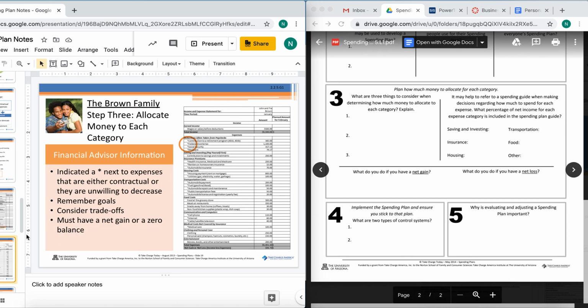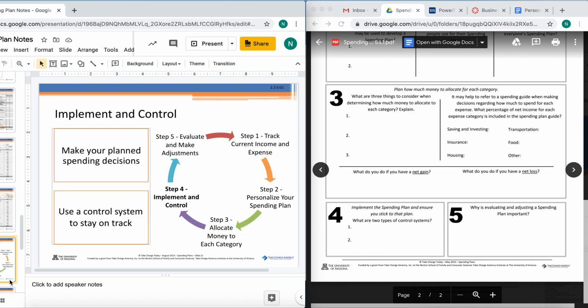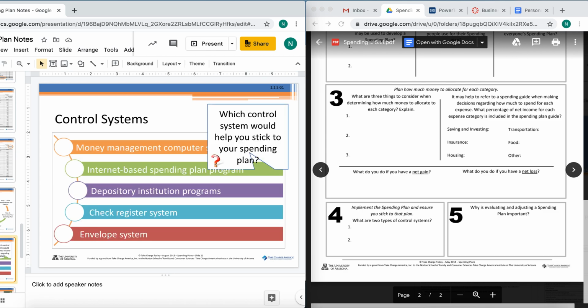And now we're going to look at steps 4 and 5. Step 4 is implementation. So we're going to make those decisions that we have already planned. I know how much I want to spend this month because I pre-planned it last month. And now I'm going to actually make those decisions. So I'm going to be faced with a lot of choices, and I'm going to make the right choices based on what I planned. And we're going to try and use a control system to stay on track. So we have 5 control systems that we're going to address.